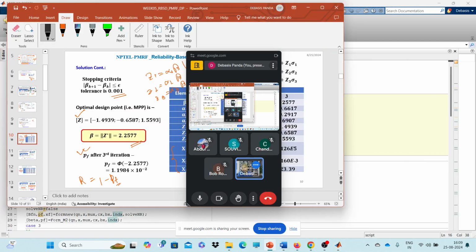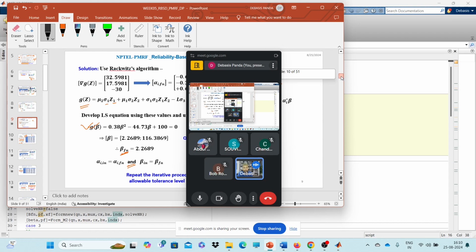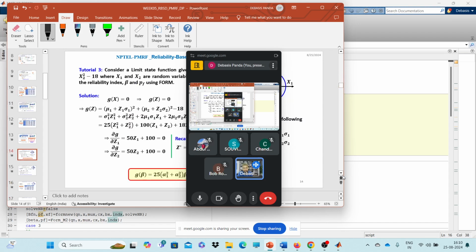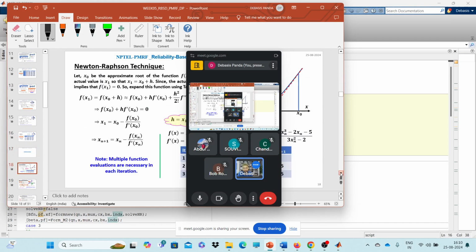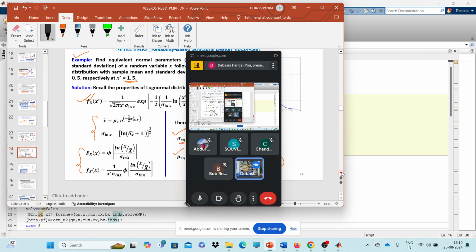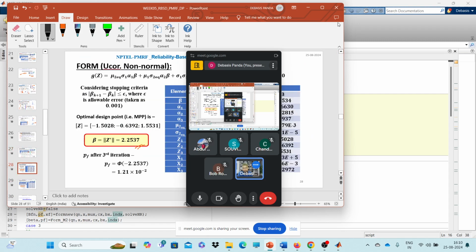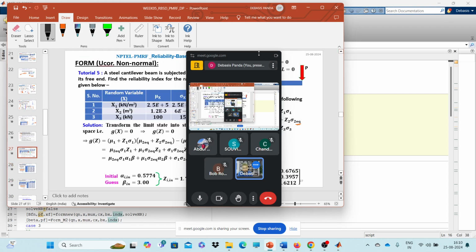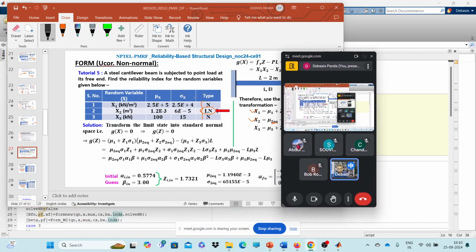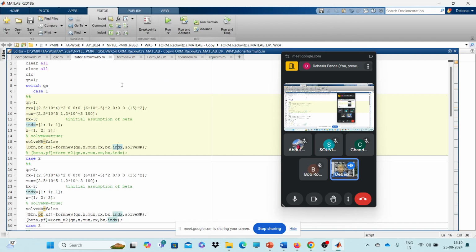For example, let's say one of the random variables is log normal. So let's say we have another problem where, for example, the second variable is log normal. So what we need to do here? What we need to do here, Abdul? Just change the index for the second variable.